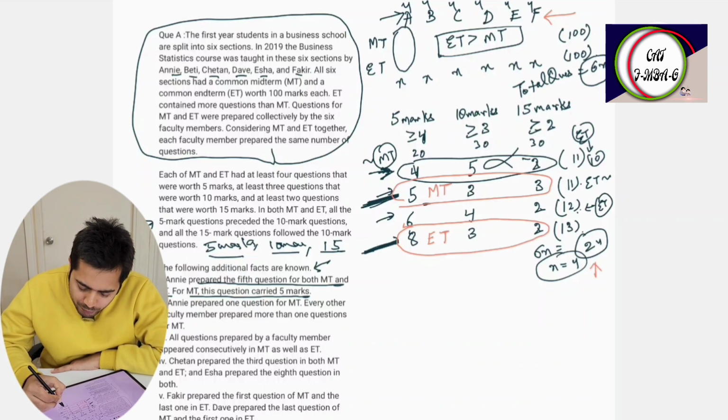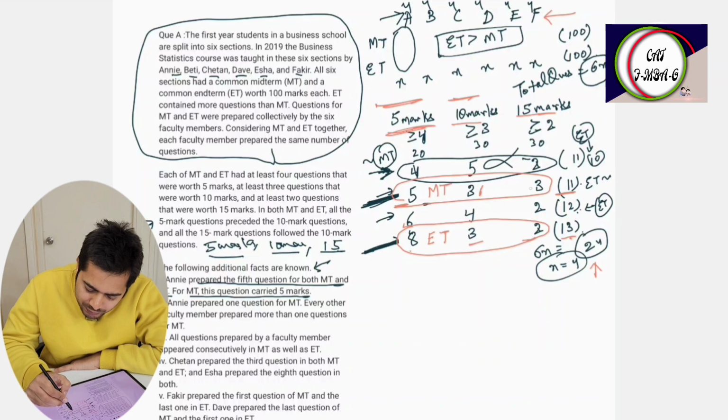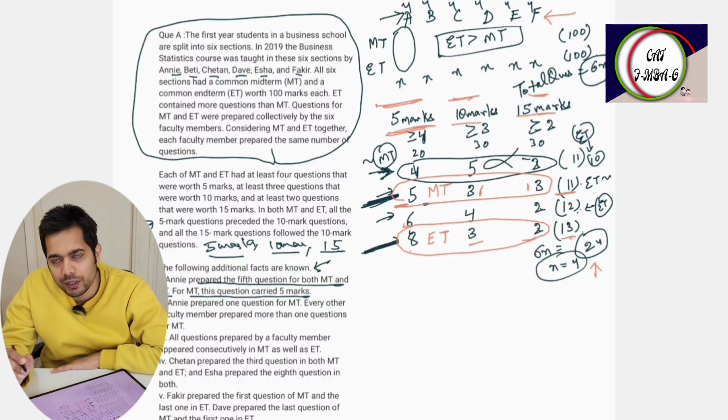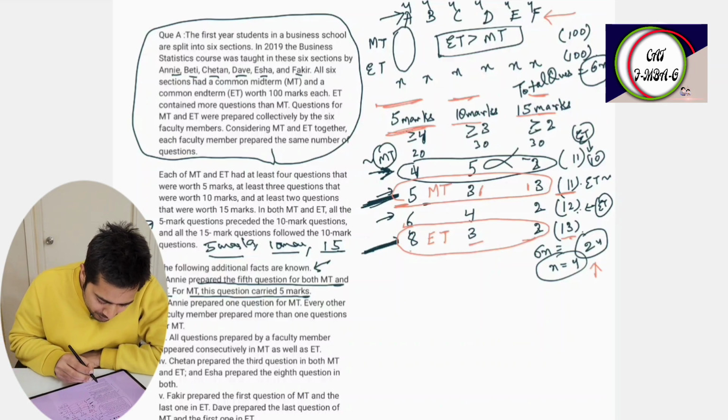In end term, the total number of questions will be 13 in this format. 8 questions will be 5 marks, 3 questions will be 10 marks, 2 questions will be 15 marks. And in midterm, the total number of questions will be 11. 5 questions will be 5 marks, 3 questions will be 10 marks, and 3 questions will be 15 marks. Till now, we have been able to figure this much out. Let's move ahead to the next point.